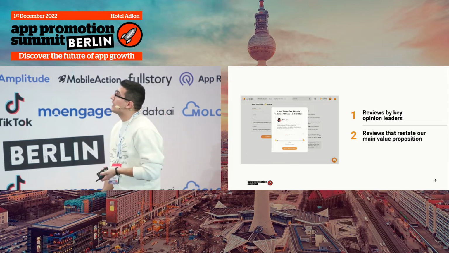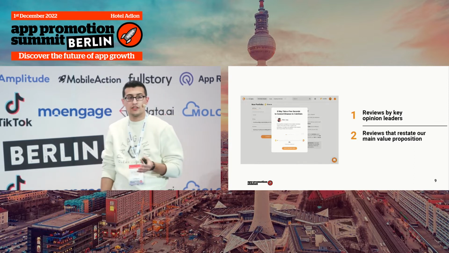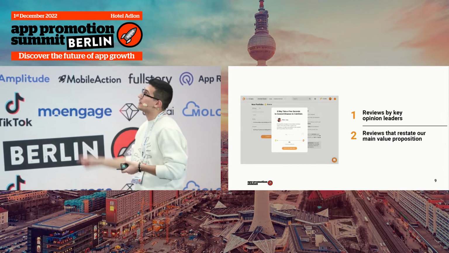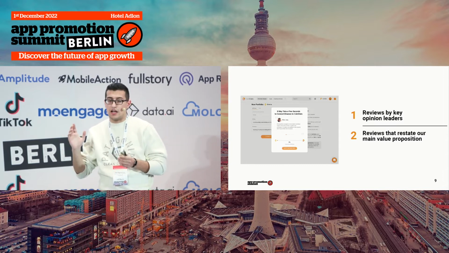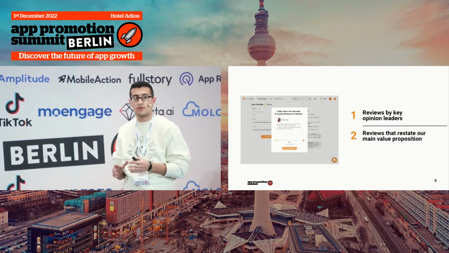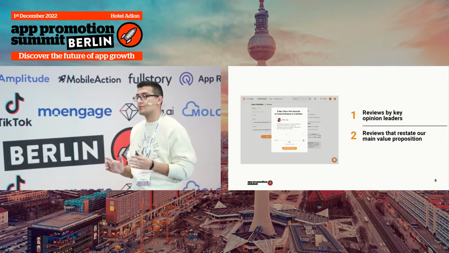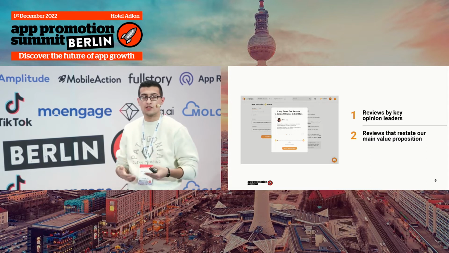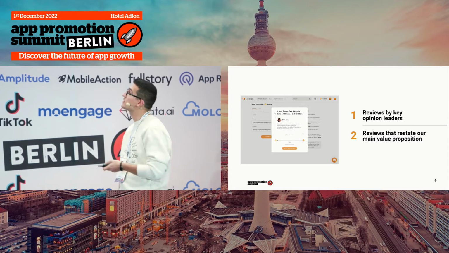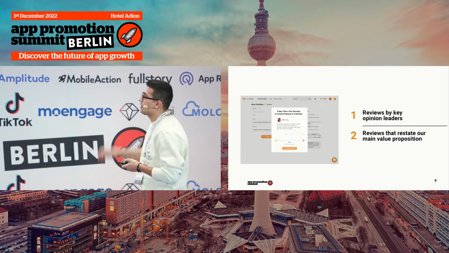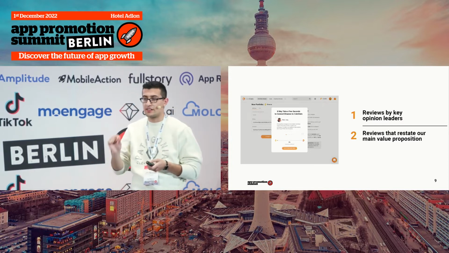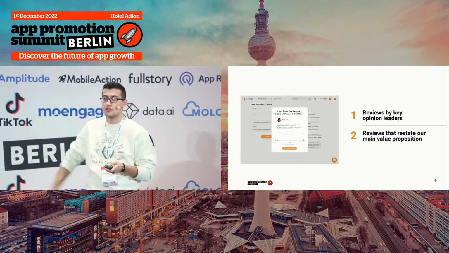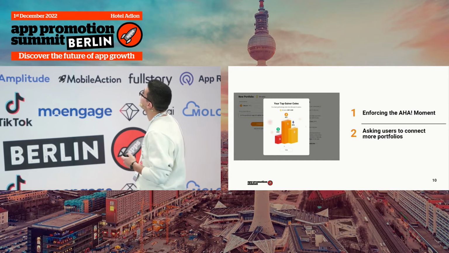And we also added reviews by key opinion leaders in the connection process. So when a user hits the connect button, we start showing them reviews about CoinStats from well-respected people in crypto. It's social proof to make them feel good and feel that they are in good hands. We chose reviews that restate our value proposition, and we avoided putting generic reviews in the connection flow.